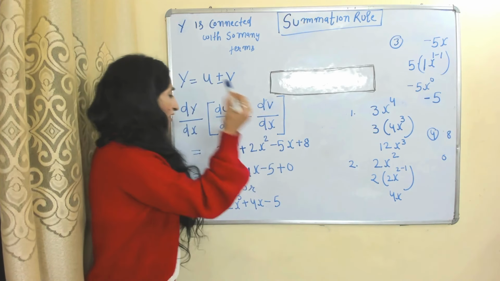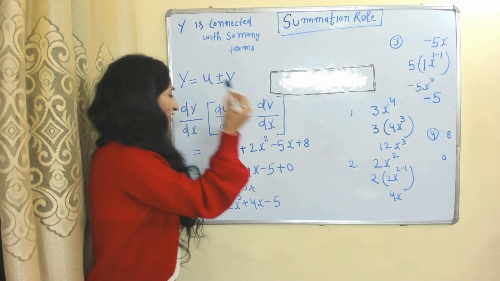So we will separately differentiate each term. First of all, we will differentiate this term. Here constant and variable both are together. Constant we will keep out, differentiate the variable. This power will come down, minus 1 from the original power. It will become equal to 12x cube.